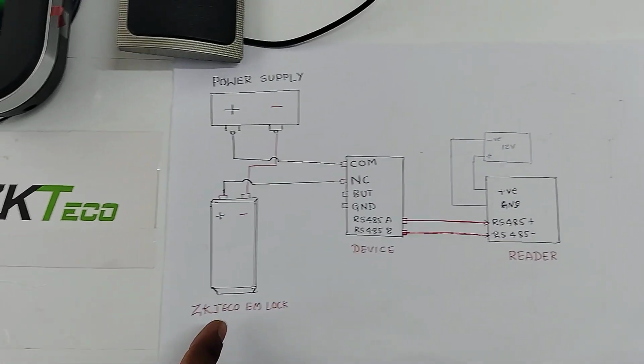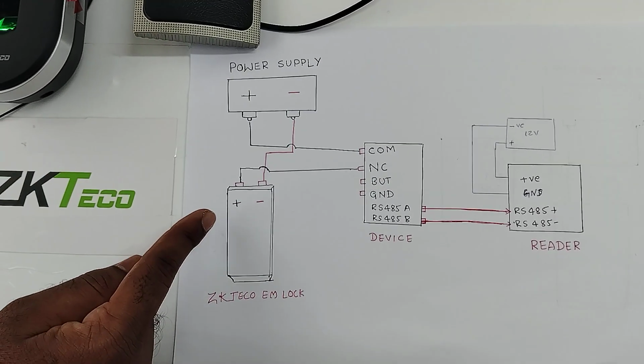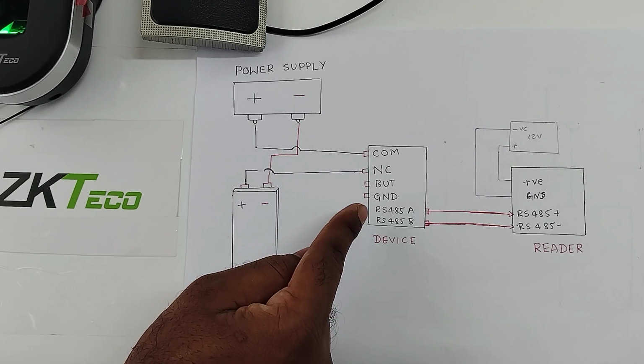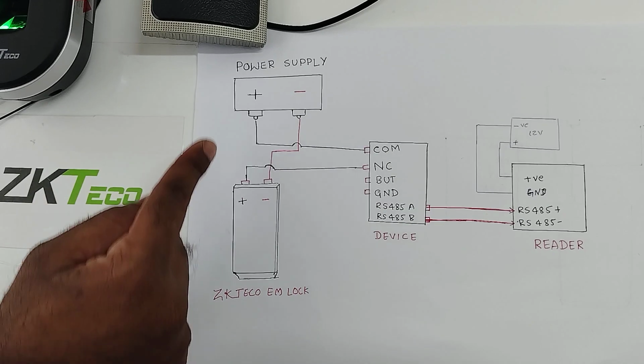You can see here from the ZKTCO EM lock, negative should be connected with the 12V power supply negative and positive should be connected with the F19 device NC. From the device, COM should be connected with the 12V power supply positive.